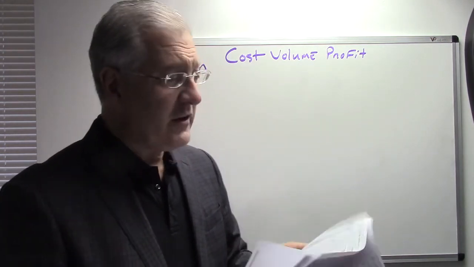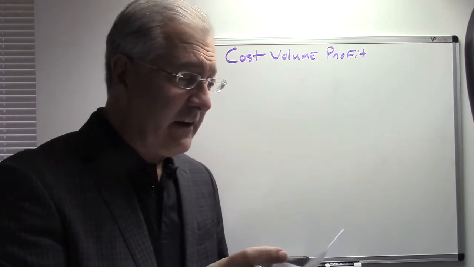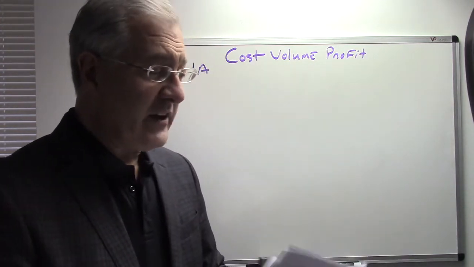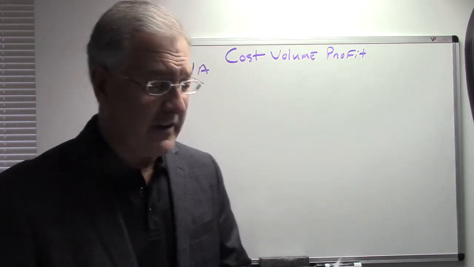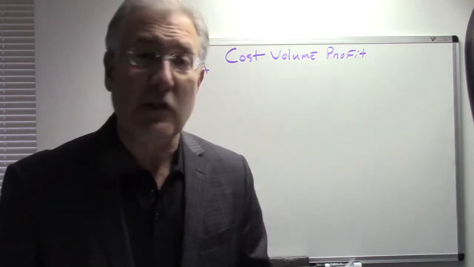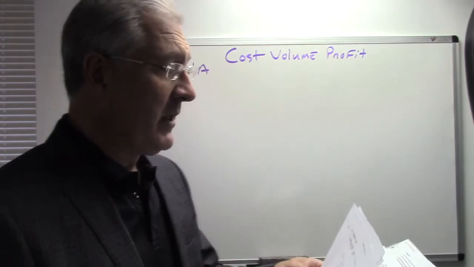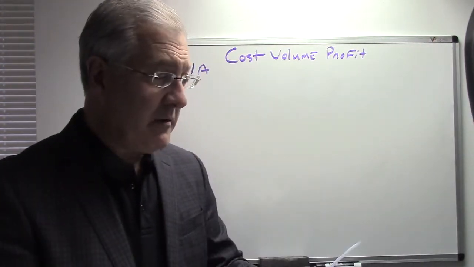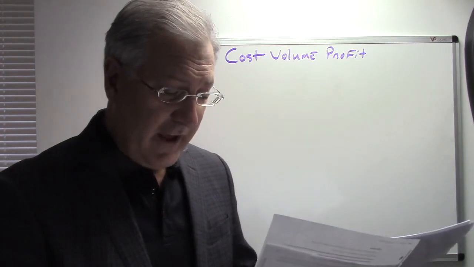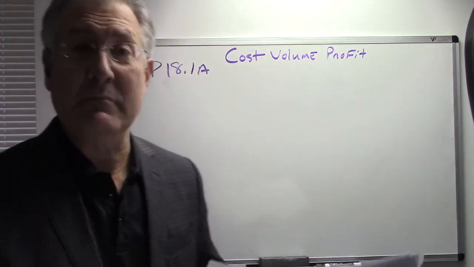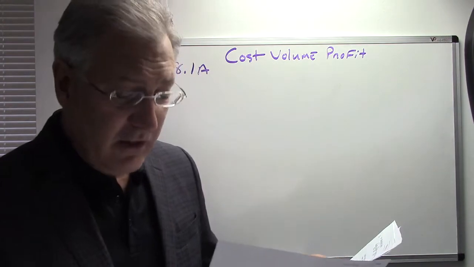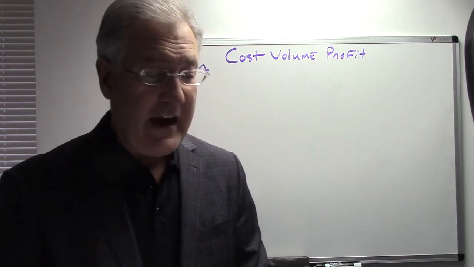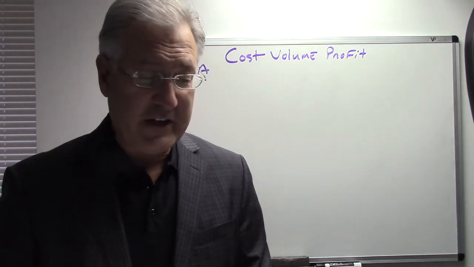So the first thing you want to do is look at the data, and you want to determine which is the high activity month and which one is the low activity month. So the high activity month is going to be December, where they have 720 machine hours, and the low activity month is going to be January, where they have 300 machine hours.